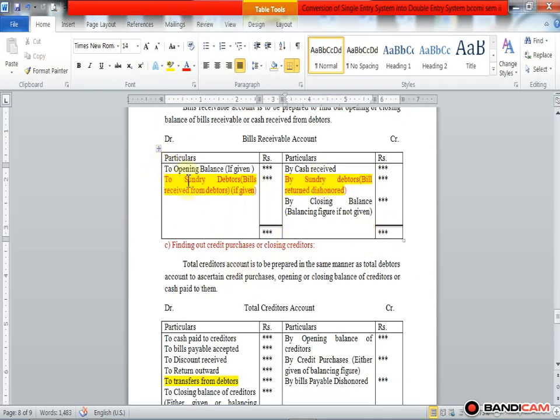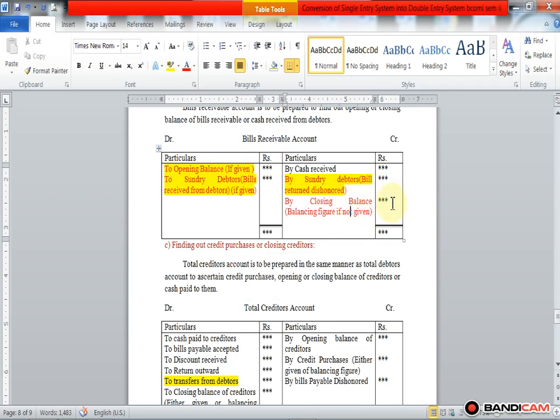Next, here also opening balance. Bills receivable is our current asset, so the opening balance of bills receivable is transferred to the debit side of bills receivable account. And the closing balance is transferred to the credit side of bills receivable account. Remember, if both balances are given, there is no problem in transferring these amounts. Opening balance is given, transfer. Closing balance is given, transfer.